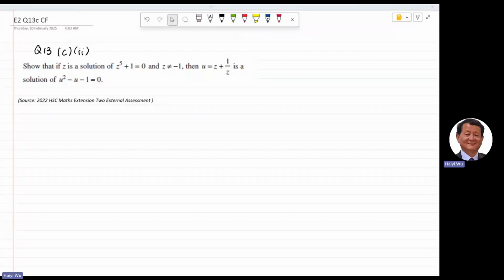Okay, welcome back. So today we're going to solve a complex roots question.